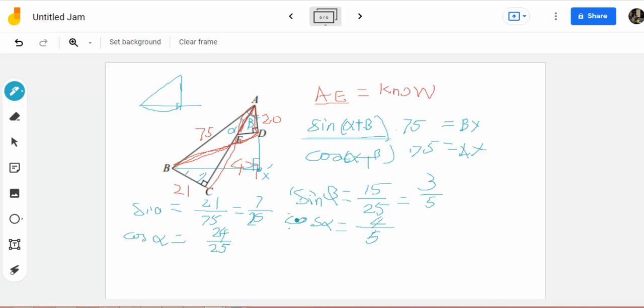You also need to remember special angles. Special angles we have like this. I remember another one, 12, right? That's 13, 12, 5. 25, 24, 7. 5, 4, 3. Kind of special.